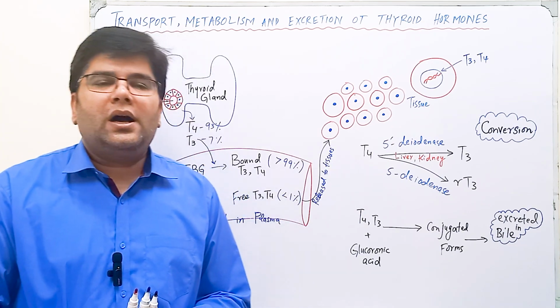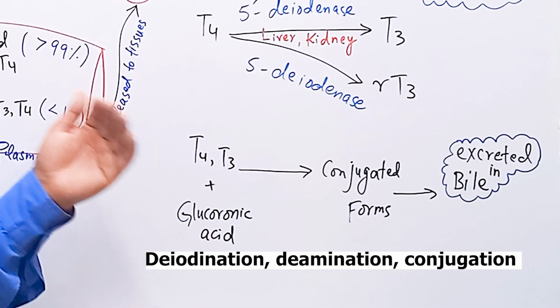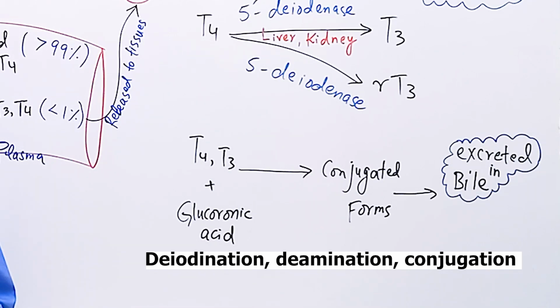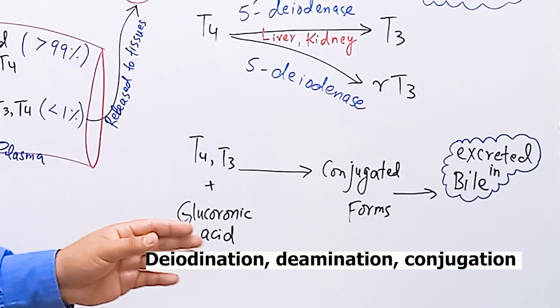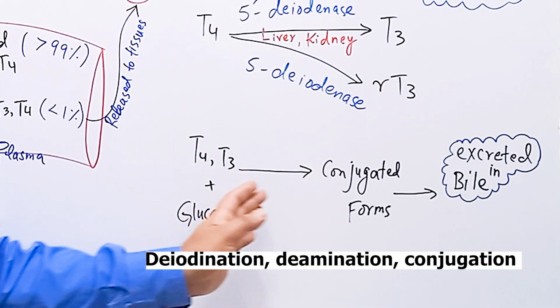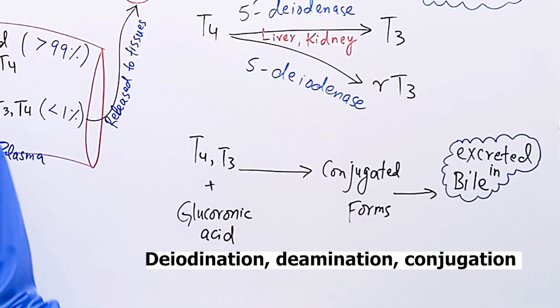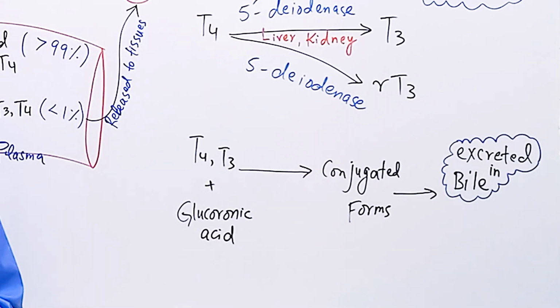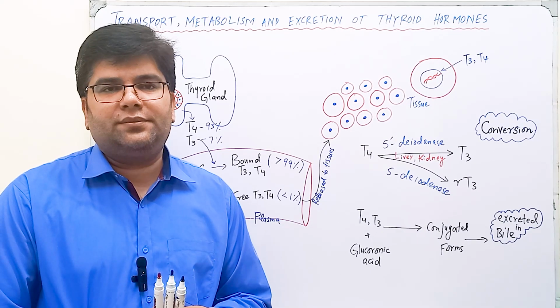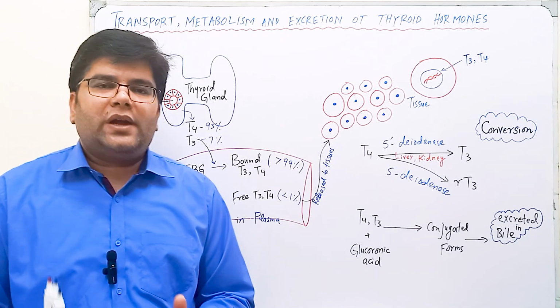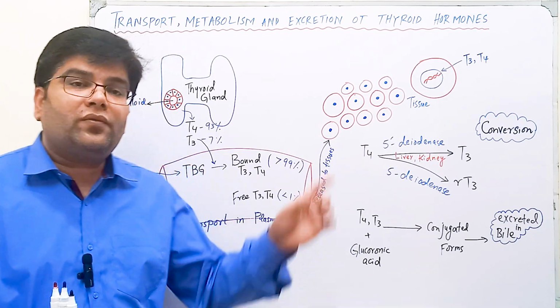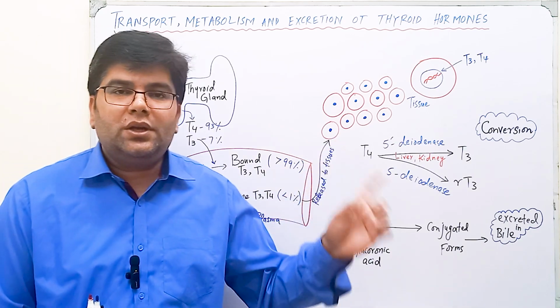Thyroid hormones are metabolized by deiodination, deamination, and also by conjugation reaction. These hormones are conjugated with glucuronic acid. Their conjugated forms are formed in liver, then released in bile into the intestine, and then they are excreted out in feces.